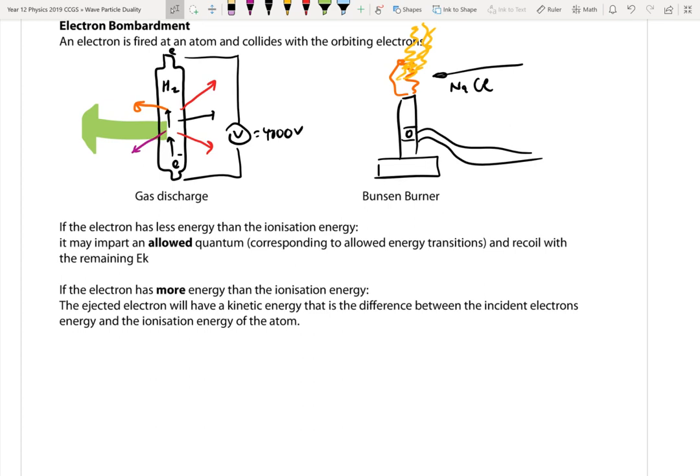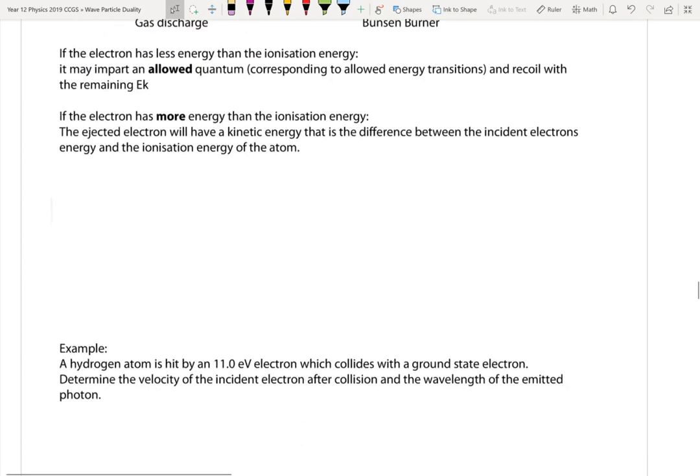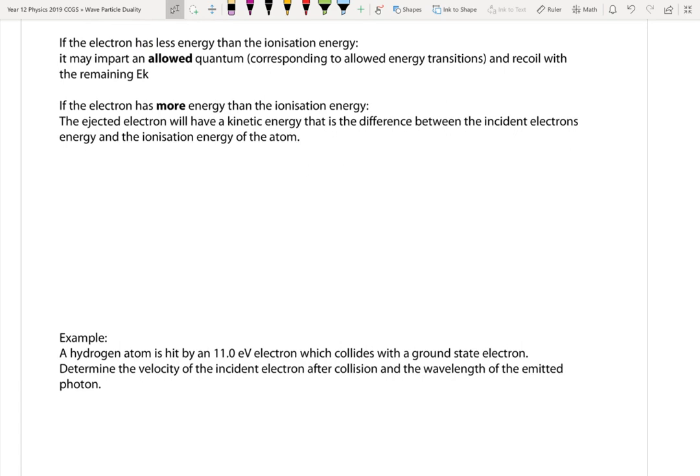Okay? So it still has to be an allowed quantum corresponding to possible transitions, but the electron can then say, right, you need 2.4, I've got 4, I'll give you that 2.4, and then it can recoil away with the remaining energy. It's just simple conservation of energy. Okay? So that is possible. Same deal. If the electron has more energy than the ionization, it can eject, and it will have the extra kinetic energy.